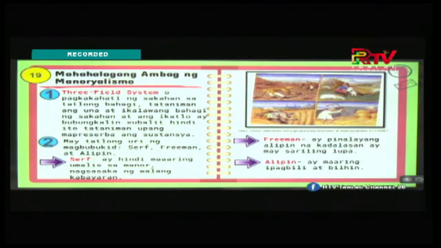May tatlong uri ng magbubukid. Ang tinatawag nating serf, freeman, at alipin. At isa-isahin natin kung anong ibig sabihin ng mga nabanggit kong salita. Ang serf ay hindi maaaring umalis sa manor at nagsasaka ng walang kabayaran. Ang freeman ay tawag sa pinalayang alipin na kadalasan ay may sariling lupa. At ang alipin ay maaaring ipagbili at bilhin.